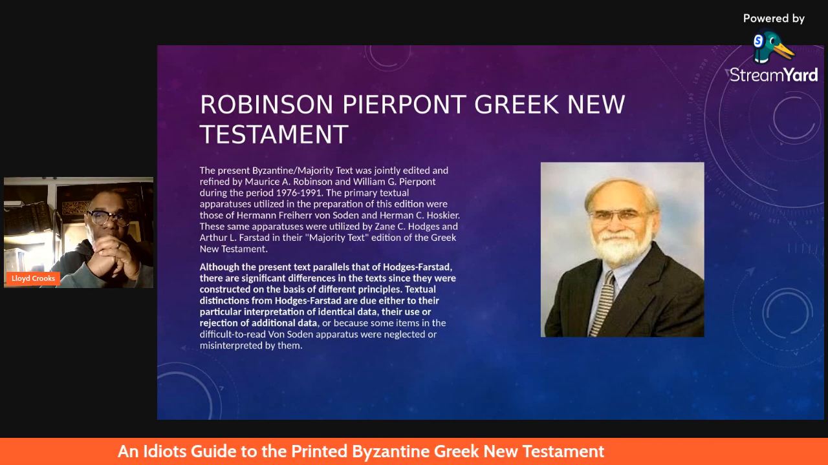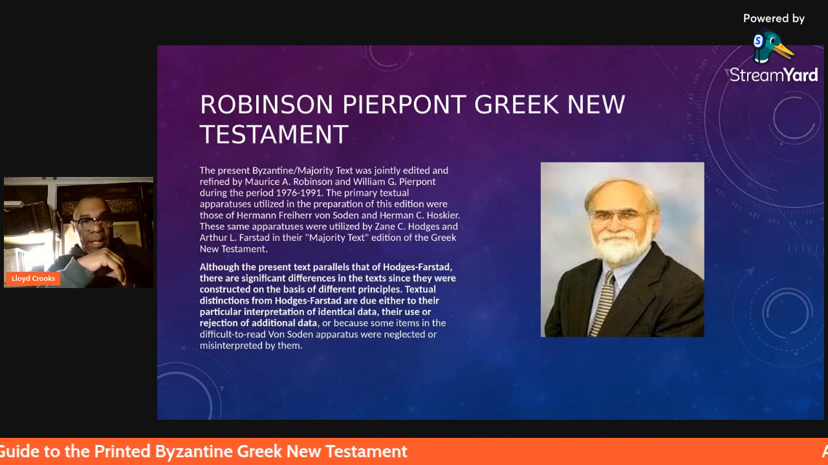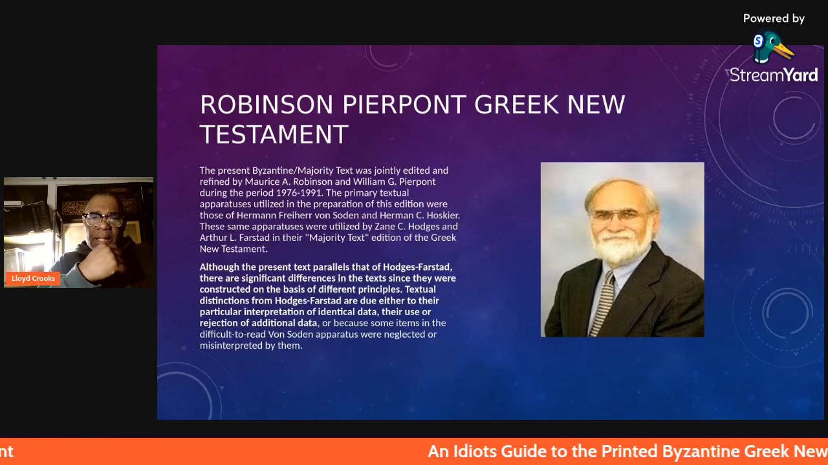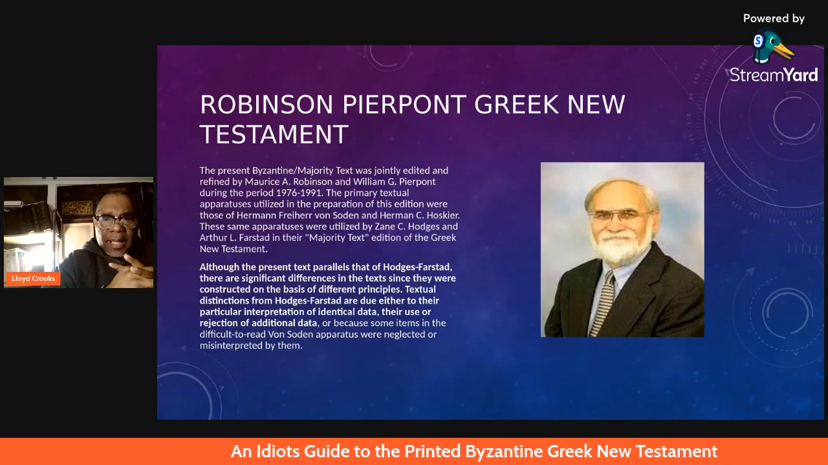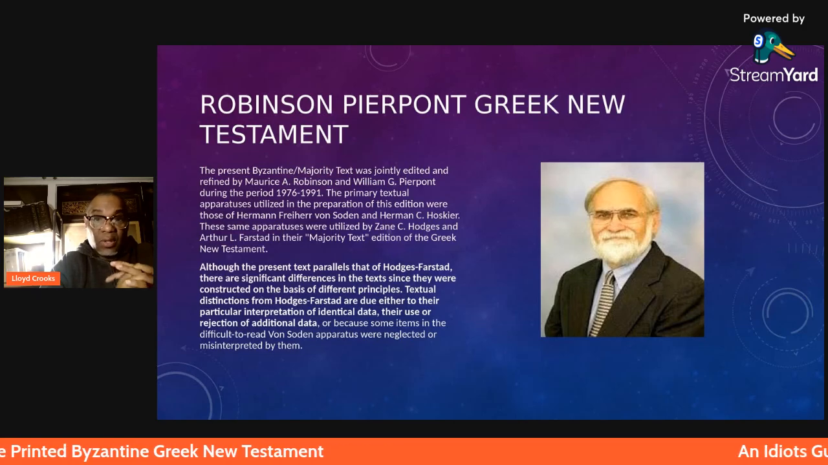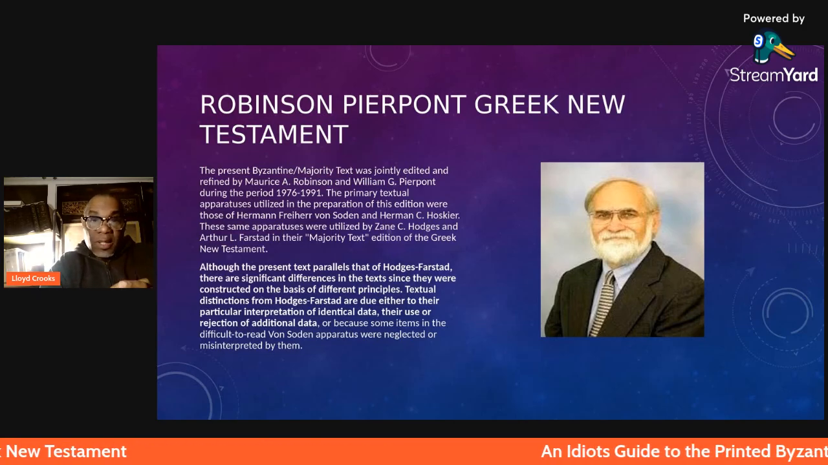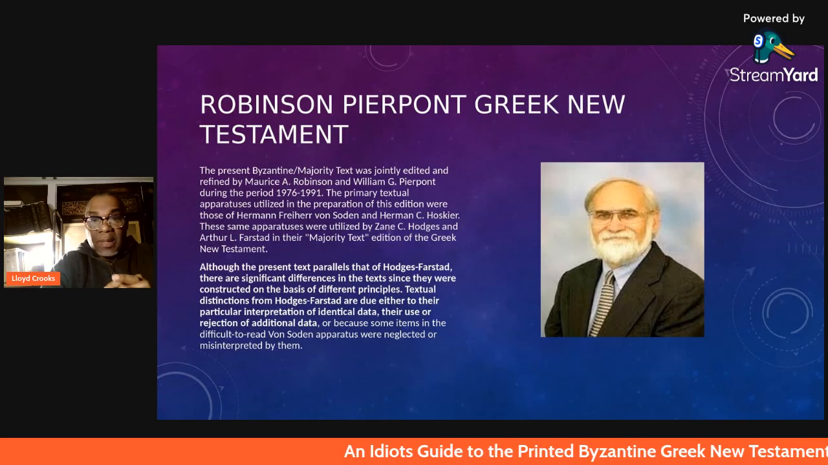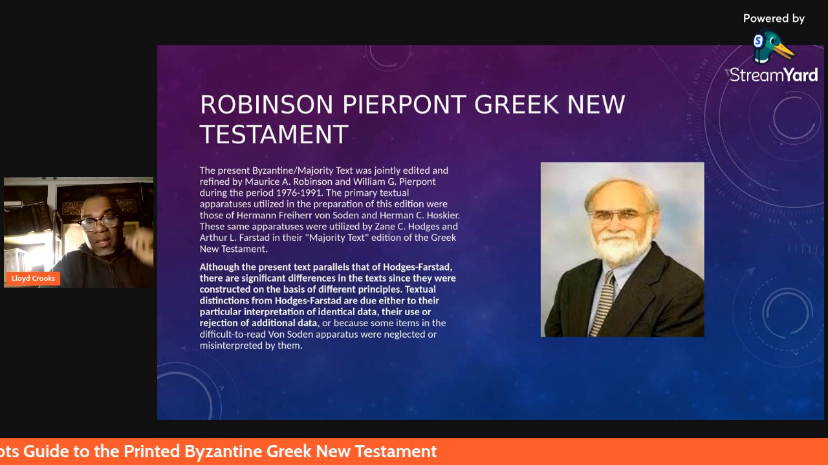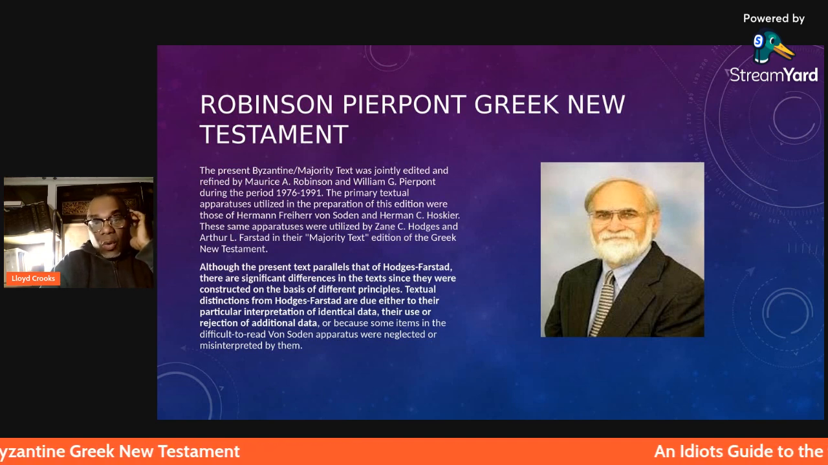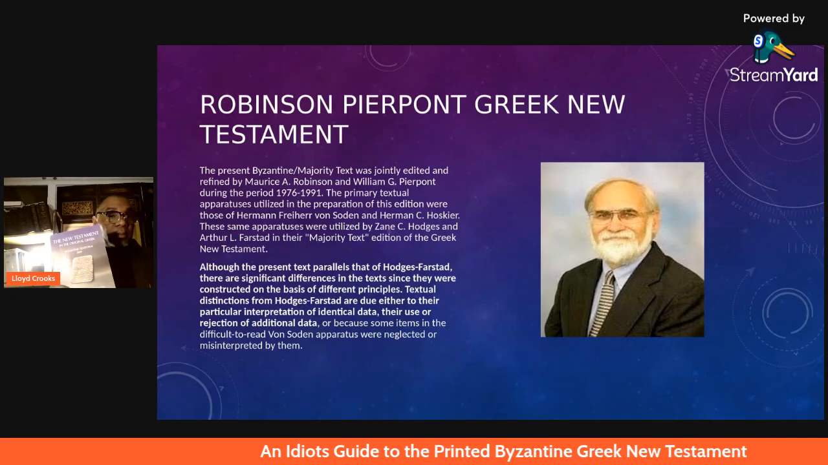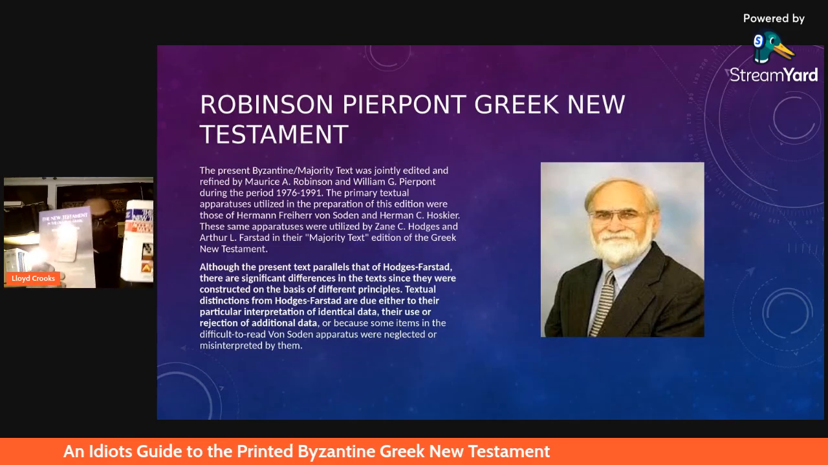Hodges-Farstad was the first one in the early 80s. I think it was 82, and Robinson-Pierpont was about a decade afterwards. One of the issues is, although the present text parallels that of Hodges-Farstad, there are significant differences in the text since they were constructed on the basis of different principles. Textual distinctions from Hodges are due either to their particular interpretation of identical data, their use or rejection of additional data, or because some of the items in the difficult-to-read von Soden apparatus were neglected or misinterpreted by them. But the reality is there's very little difference between these two, because they use the same information.